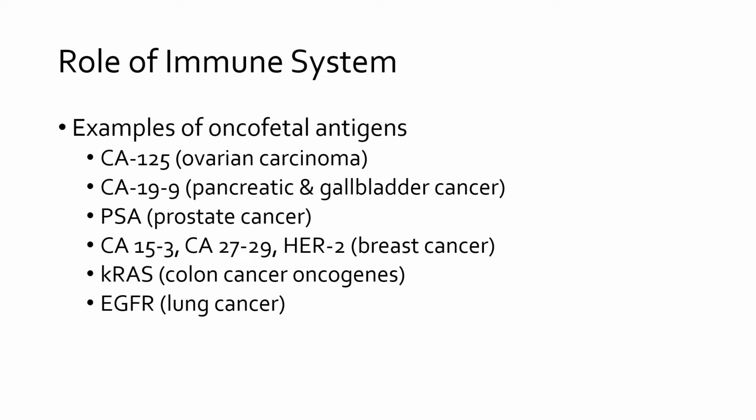Examples of some of these antigens, and these are things that we would see in a serum lab test. If a physician was looking for an ovarian carcinoma, they would order a CA-125 level, CA-19-9, pancreatic and gallbladder, PSA, prostate screening. That's not it. You know what I mean, prostate cancer. And some of these are the breast cancer genes, KRAS, colon cancer oncogenes, and EGFR, lung cancer. So sometimes without thorough diagnostics, we can determine if a person has a risk or has developed cancer based on a lab test.